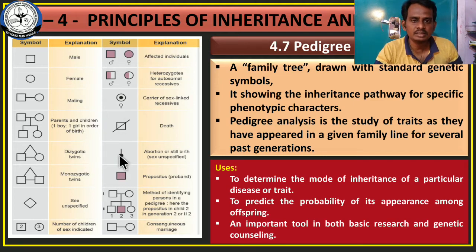And this key-like symbol indicates an abortion. In this symbol you have to draw one more line. This is wrongly given in the picture in the textbook itself, so kindly draw one more line along with the first line. This indicates what? Blood relation marriage. These are some symbols you have to understand in pedigree analysis.